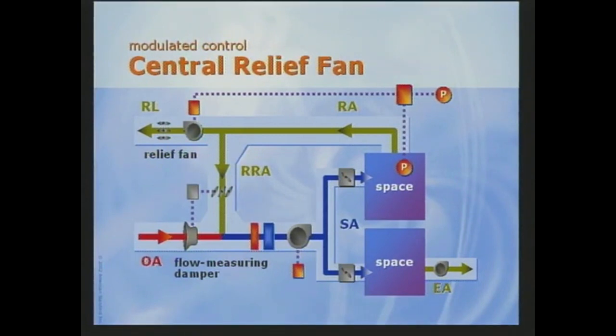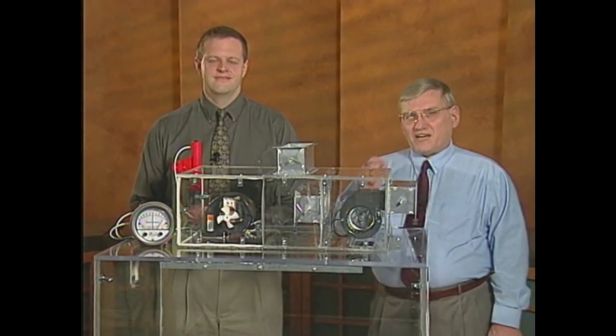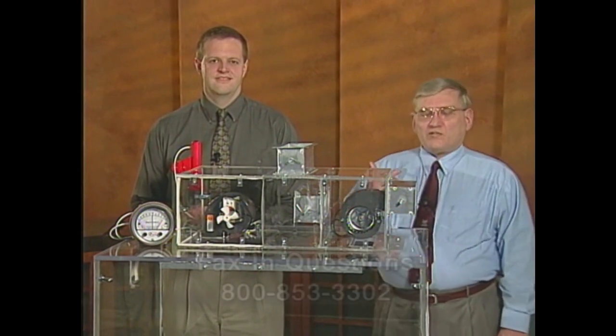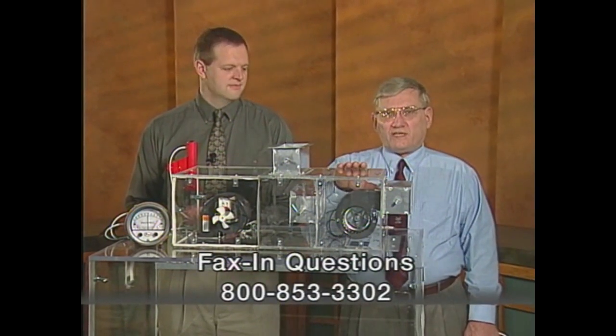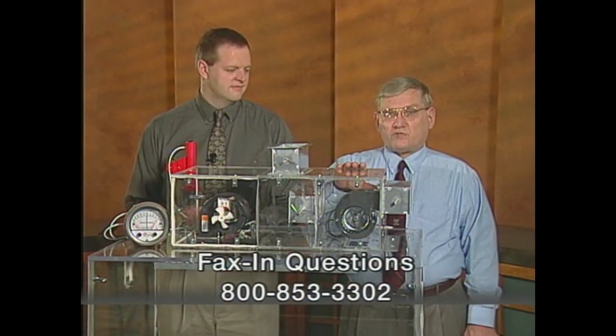As in the constant volume example, the controller modulates the capacity of the relief fan to keep building pressure in the desired range. Now over to Art and John again to demonstrate this configuration. Things are getting more complicated, eh guys? Complicated, but not complex. Actually, we're going to talk about now modulating the central relief fan to control space pressure.